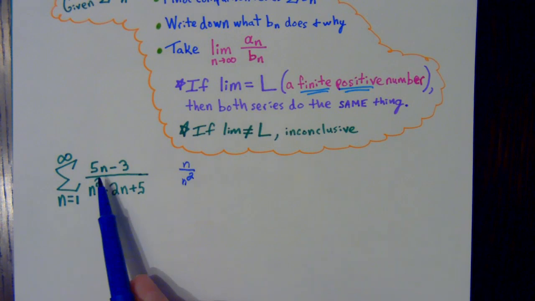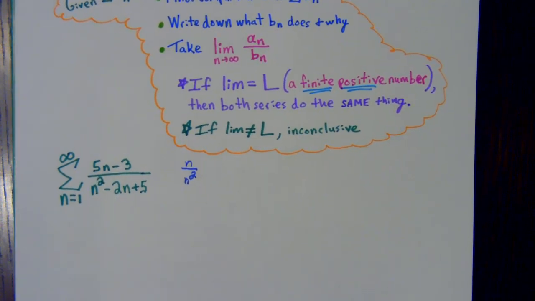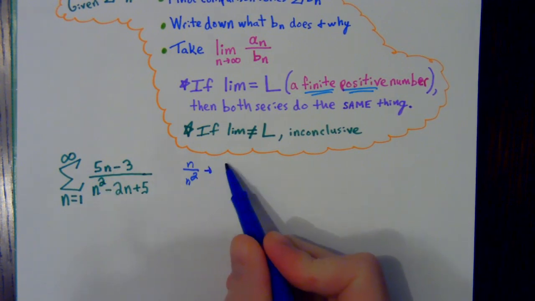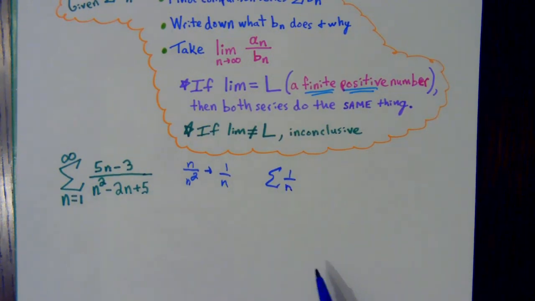And when you're doing the limit comparison, the coefficients don't matter. If I'm doing a direct comparison, I want the comparison series to look as closely as I possibly can get it to the original problem. But when I do the limit comparison, I don't care. All I care about is n over n squared, the highest degrees. N over n squared will give us 1 over n. So 1 over n is my comparison series. That's my B sub n. So I'm just going to write that down.